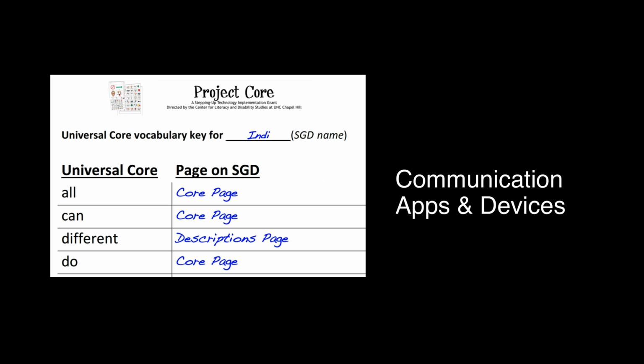The Universal Core vocabulary words are available on many AAC systems with voice output, including communication apps or other speech-generating devices. When students have existing AAC systems, a simple key can be downloaded from the project website. It will help teams record where the Universal Core words are found on the student's existing system and help them find and demonstrate the use of words more easily.